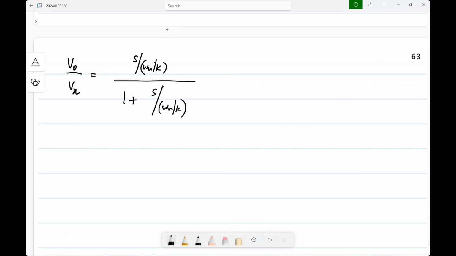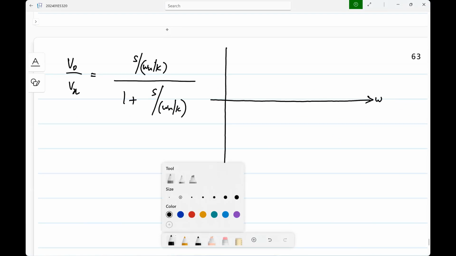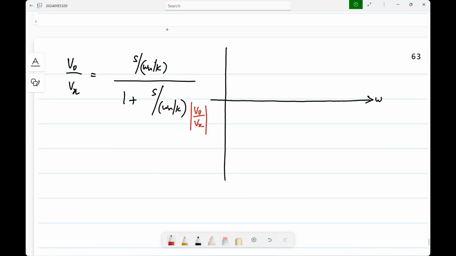Okay. And this transfer function, this is another view of sort of negative feedback, right? What will the Bode magnitude plot of this look like? What will it be at very high frequencies? 1. Beyond what frequency will it be 1? Omega u by K.